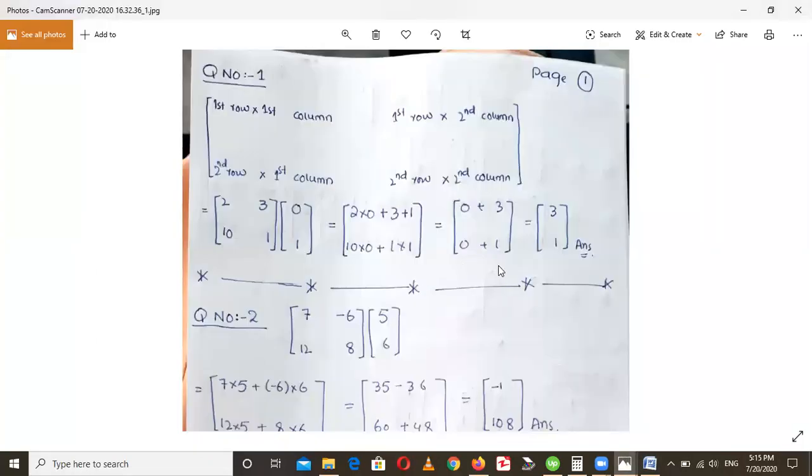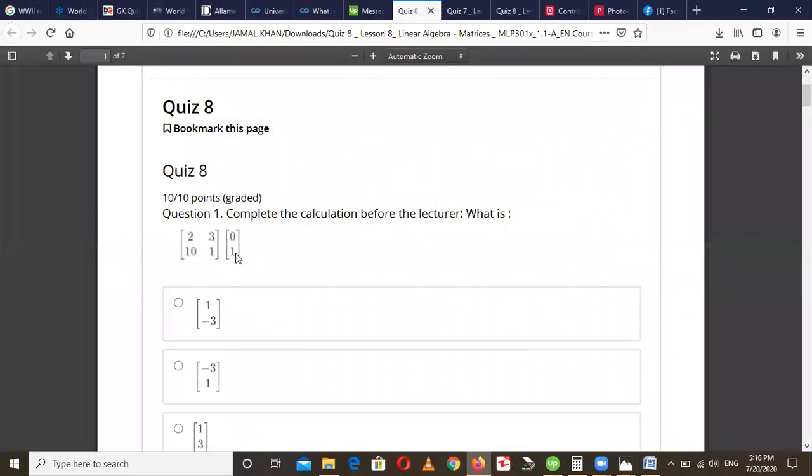Now, look at the first question of your quiz. You have to multiply these two matrices. One matrix is of order 2 cross 2 and the second one is of order 2 cross 1. But I have already told you, first we have to apply the condition of multiplication, whether these two matrices fulfill that condition or not. If they don't fulfill that condition, these two matrices cannot be multiplied. But if they satisfy that condition, they can be multiplied.